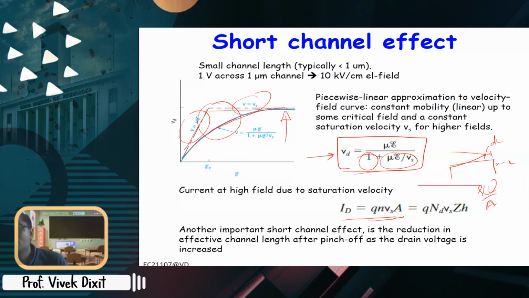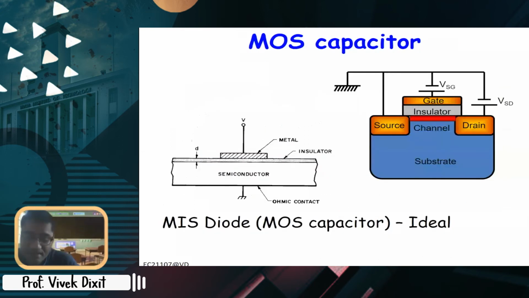Now we will go to MOS capacitor. Now what will be there? We connect the metal semiconductor with a thin insulating layer. Its structure is very similar to a capacitor, right? Where we have two metal plates and a dielectric. So this oxide or insulator is a dielectric, and then metal on one side, semiconductor on other side.